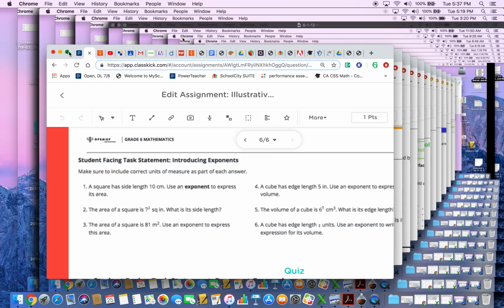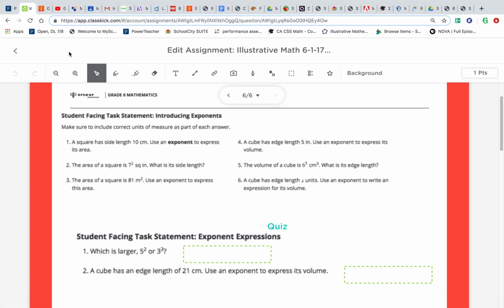All right, class. So we are going to continue our lesson. Introducing exponents is our next task. So what we want to do is go through each of these items here. The bottom part here is the quiz, the cool down, so I won't be covering that. That you'll be working on your own and filling in the answers in the green boxes.